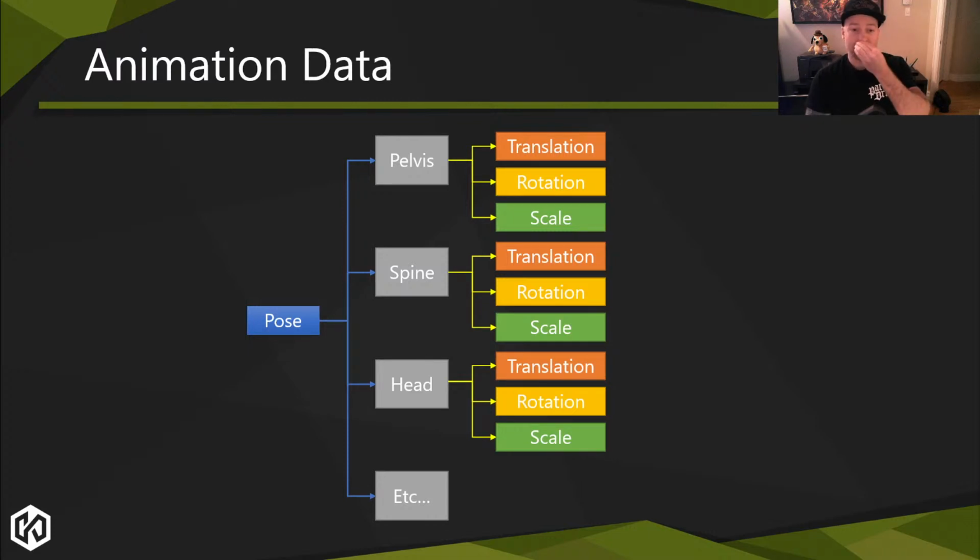Our animation data within that pose basically is, okay, there's a question saying, do you have to structure skeletons in a tree?